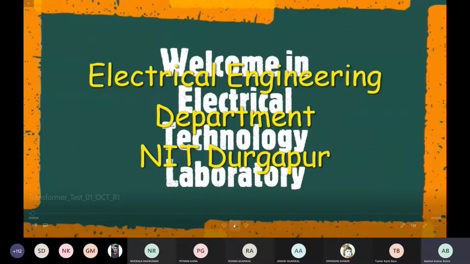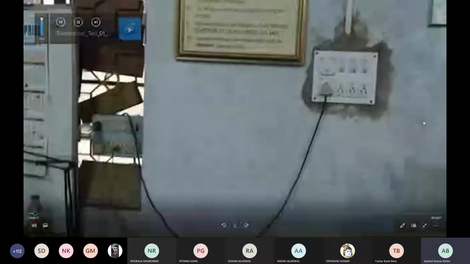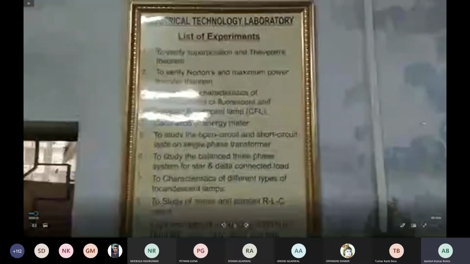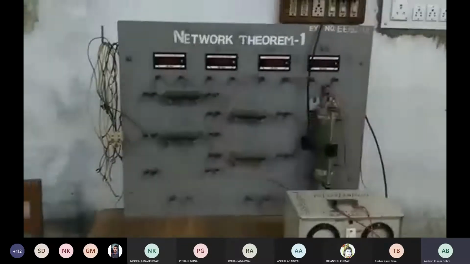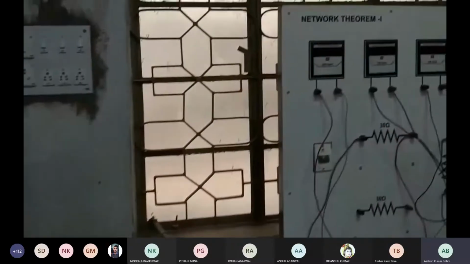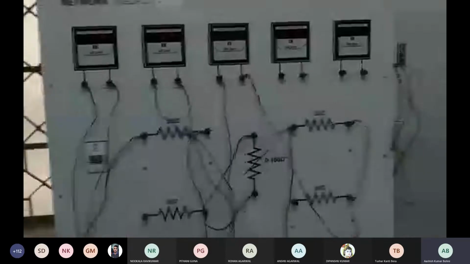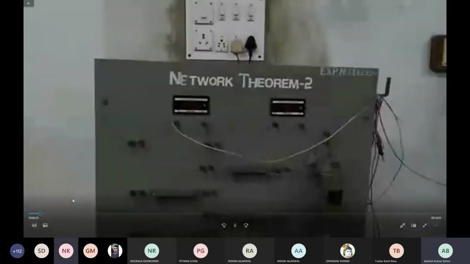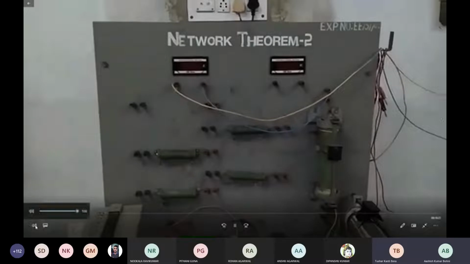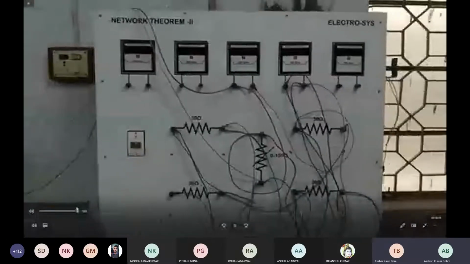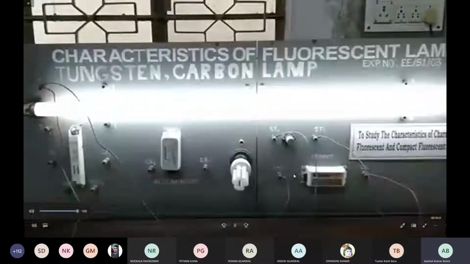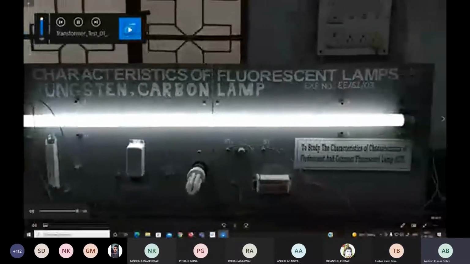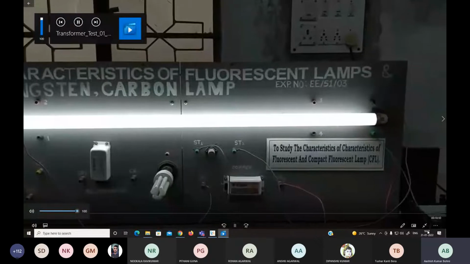This is our electrical technology laboratory. List of experiments. Here you can see the experimental table. Is it audible? Check this. Network theorem 1. Yes, sir. Voice is slow, sir. Network theorem 2. Okay. You increase the volume if possible. From my side it is 100%. Fluorescent lamp.